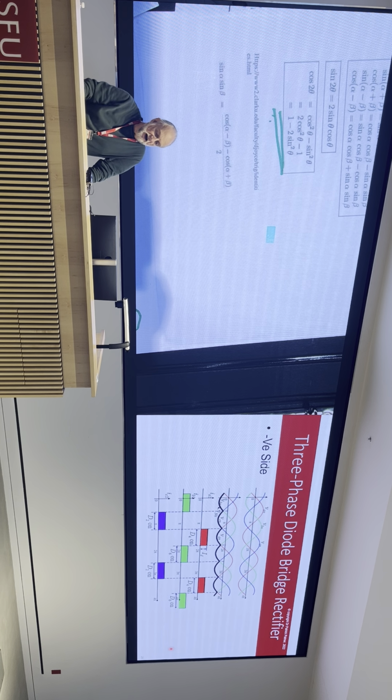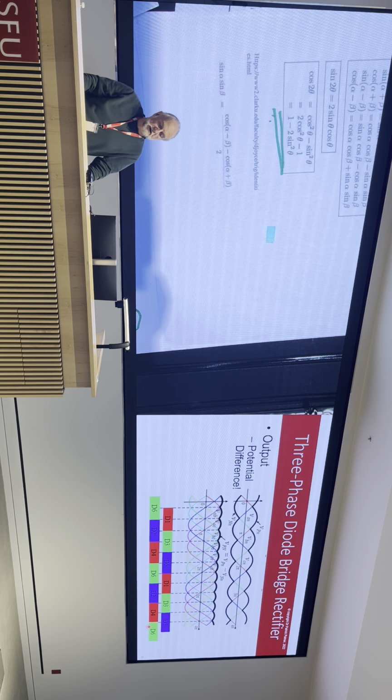The other half is the same sort of thing, except it's the lowest voltage that wins, because the diode's the other way around. So we've got D2, D4, D6, D2, D4, D6, and so on. Then you put the two halves back together, like that.